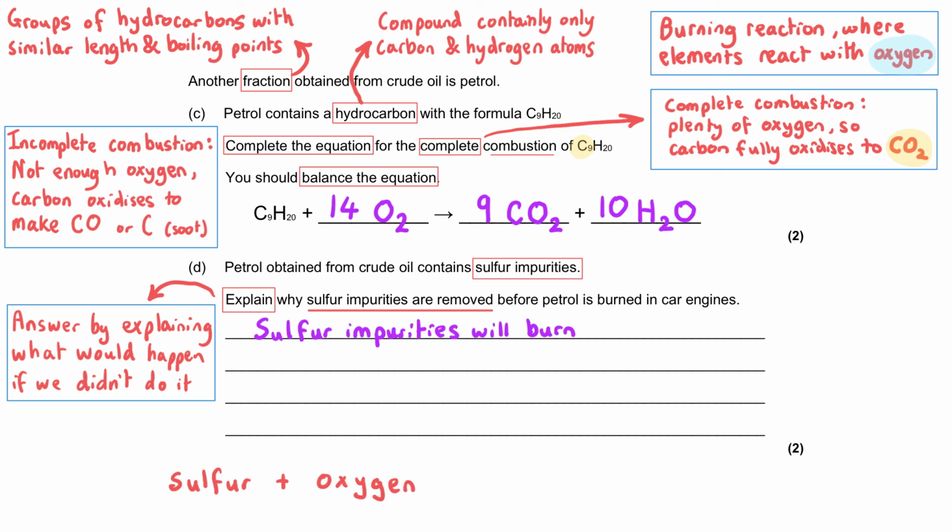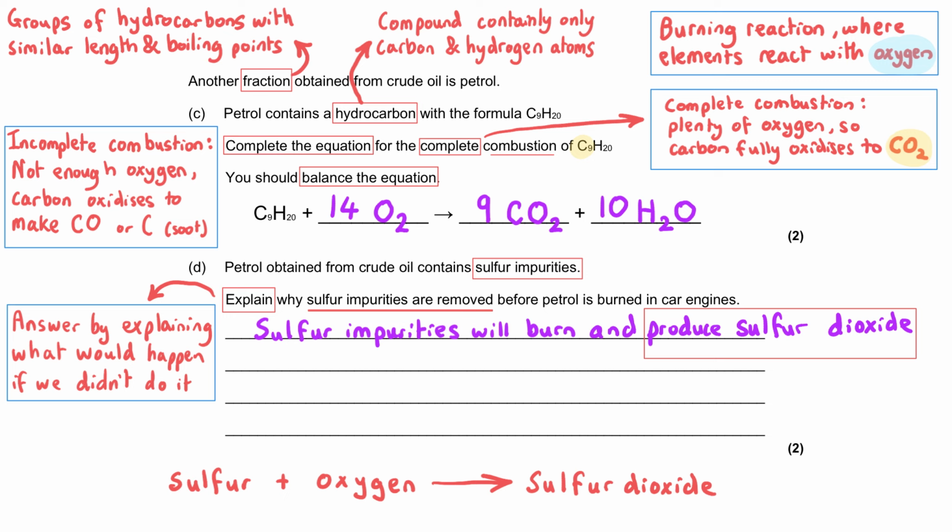And the sulfur impurities will burn along with the petrol. And remember that burning is a reaction with oxygen, so sulfur will react with the oxygen and will make an oxide of sulfur. And the most common oxide of sulfur is sulfur dioxide. And so that's the first mark here of the two that are available for this question. We produce sulfur dioxide.